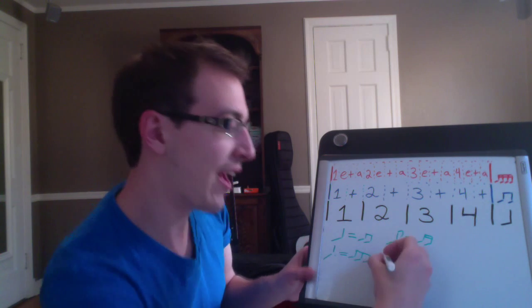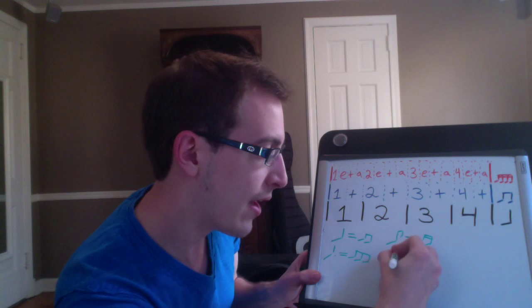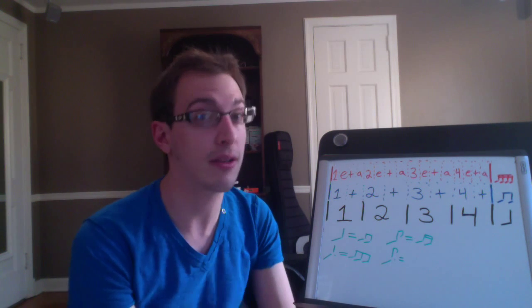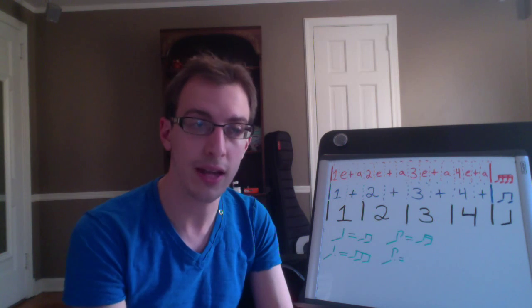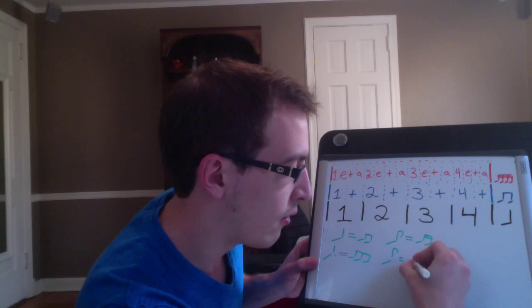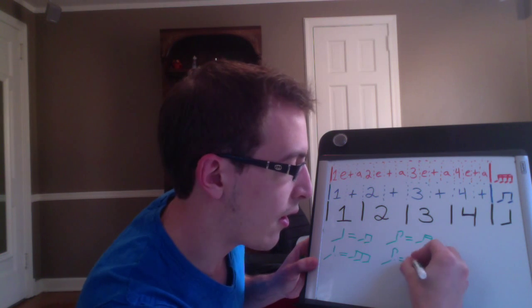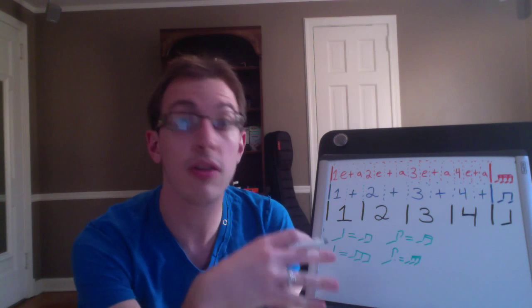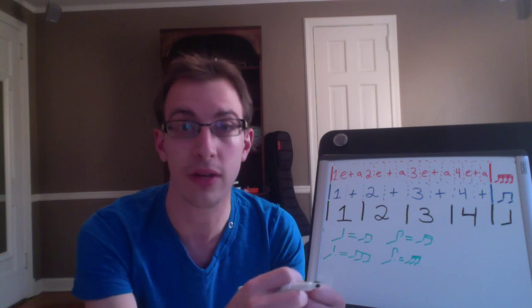Okay, so if I have a dotted eighth note, if 1 eighth note is 2 16th notes, that means a dotted eighth is 3 16th notes. And that is everything that I need to know in order to know how to count out these tricky rhythms.